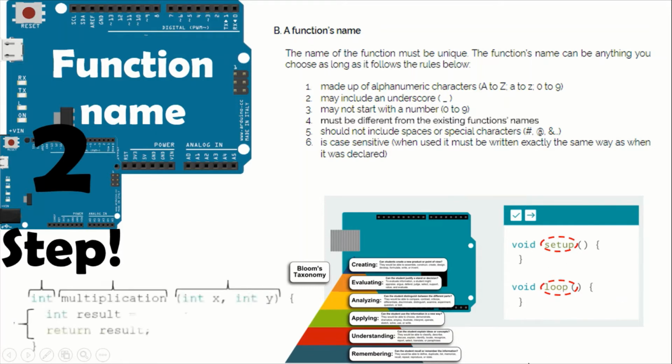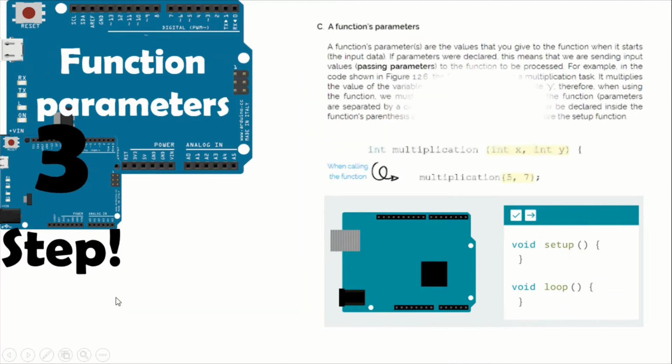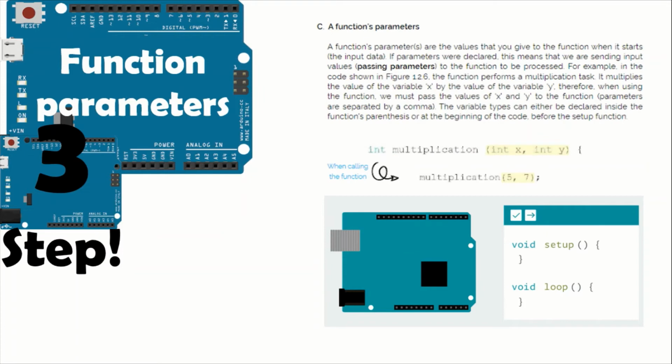And in this example here, what do you think is the function name? I think it's clear, it is multiplication. So this is the name of our function. The third thing you have to understand is the parameters. The parameters are what is inside those brackets. In our main function, here is where the parameters are written.